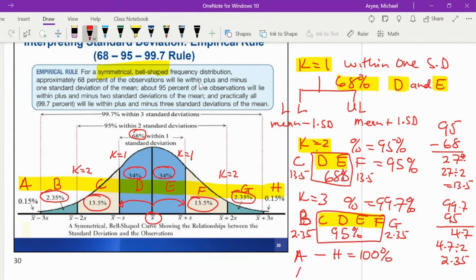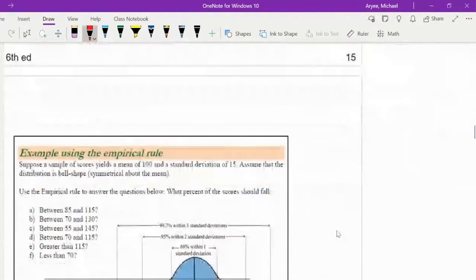If you want A and H alone, remember that when we take 100% minus 99.7, the answer will be 0.3%. Then when you split 0.3% into 2, you're going to get 0.15%. So that is why A is 0.15% and H is 0.15%. So take note of these.